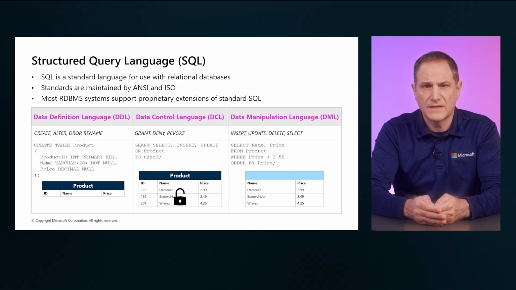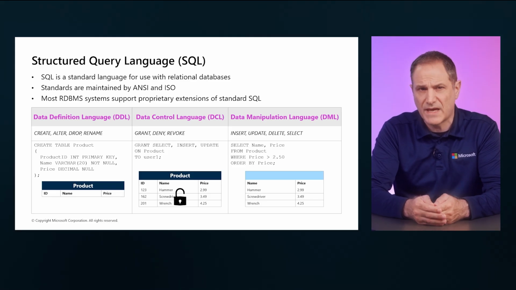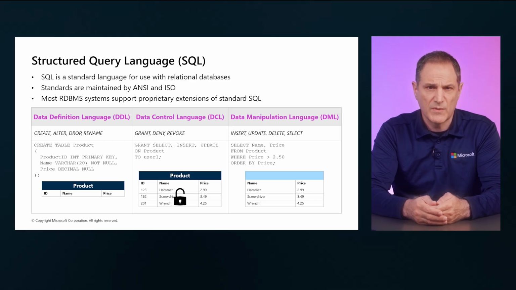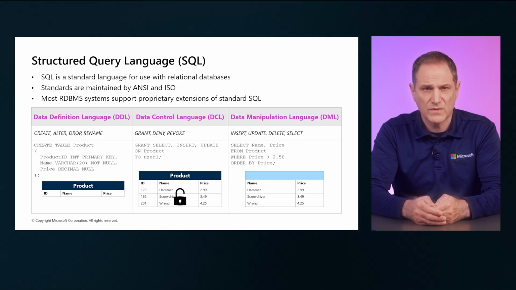The second category is Data Control Language, or DCL. These statements focus on security and access control. Because databases often contain important or sensitive information, there must be a way for you to control who's allowed to read data, change it, or manage database objects. A GRANT statement gives a user permission to perform specific actions, while a REVOKE statement removes that permission. DCL ensures that only the right users and applications can work with specific data.